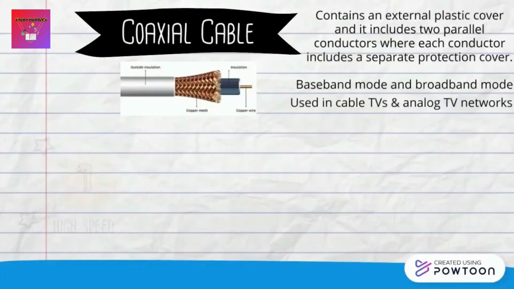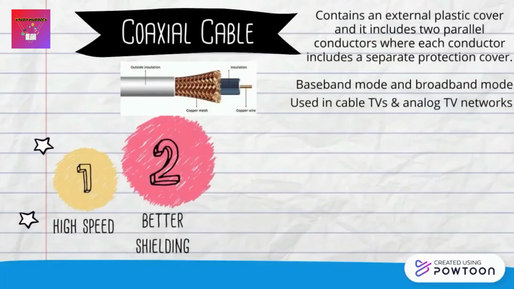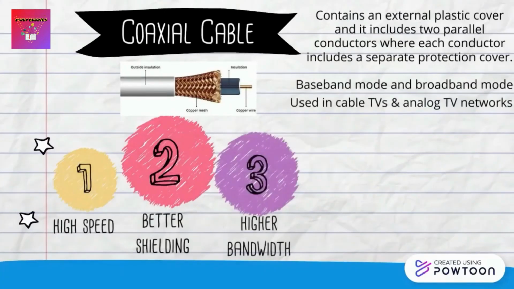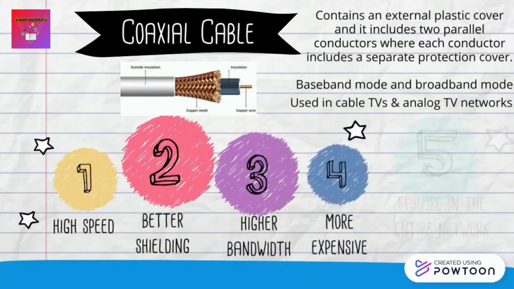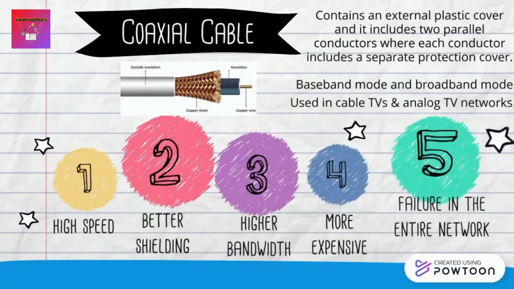By using this cable, the data can be transmitted at high speed. Secondly, it has better shielding as compared to twisted pair cable. Thirdly, it provides higher bandwidth. The disadvantage of this cable is that it is more expensive as compared to twisted pair cable. Next, if any fault occurs in the cable, it causes the failure of the entire network.